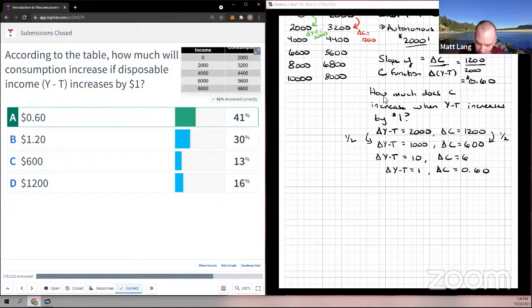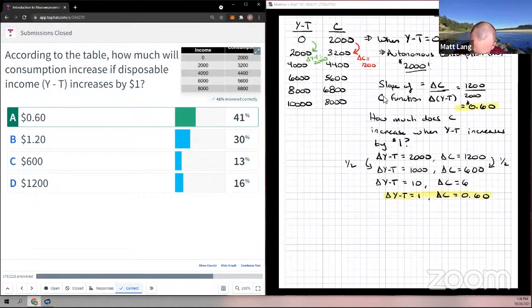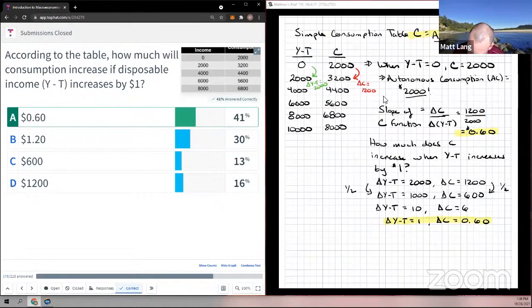What I'm trying to highlight here is that once you get to this point right here, you've got your slope, because our slope is just telling us how much our consumption changes when y minus t goes up by $1. So here it's going to be 0.6 or 60 cents. That means the slope of our consumption function, we'll say the slope of C, is equal to 0.6.